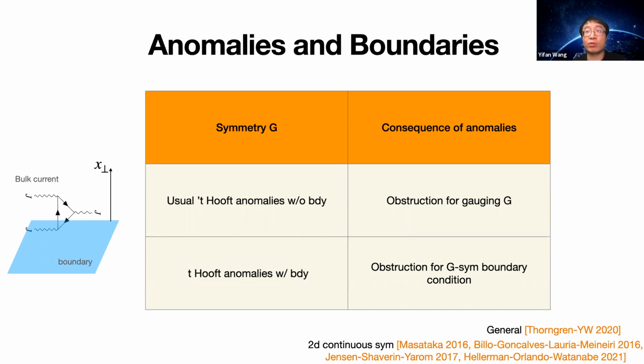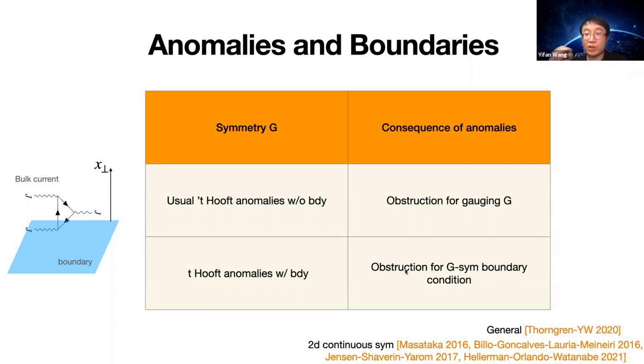So it turns out, as proved in general cases in our paper that appeared last year, and in 2 dimensions for continuous symmetry in these papers, that 't Hooft anomalies associated with this triangle diagram and generalizations in the presence of a boundary would imply that there's an obstruction for a G-symmetric boundary condition. To say it differently, if you have a theory with symmetry G and there's a non-trivial anomaly for the symmetry, there do not exist boundary conditions that preserve the symmetry. In other words, the symmetry must be broken. The anomalous symmetry must be broken at the boundary to a smaller subgroup such that the anomaly is trivialized.